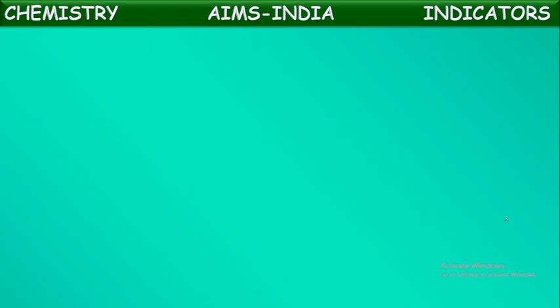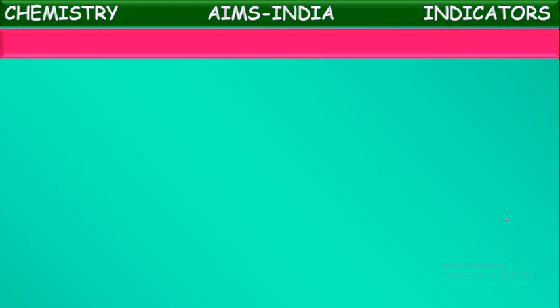And one more category of indicators we have seen is synthetic indicators or man-made indicators. These indicators are prepared in the laboratory. We have discussed two types of synthetic indicators. One is methyl orange, which has its color in its name; it is an orange colored solution. And one more, phenolphthalein. These are synthetic indicators.